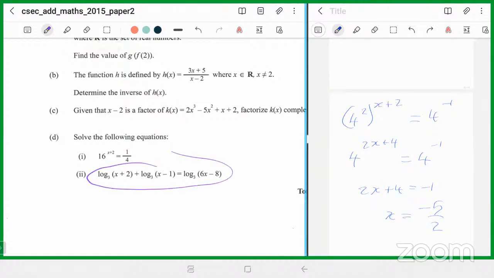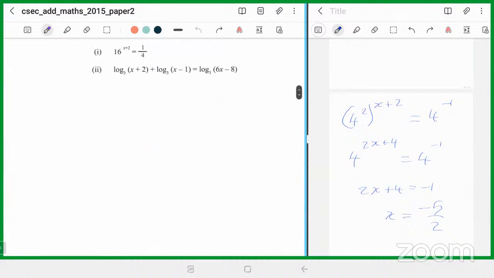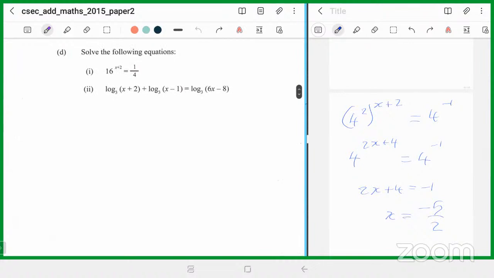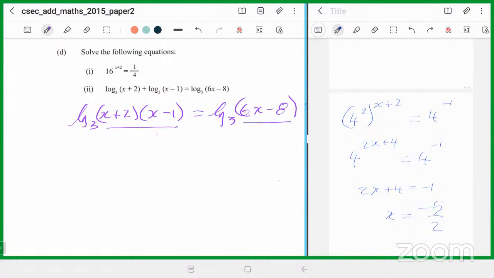We're solving this one here now. For this one, again, we're going to consolidate these two. It's a plus, so it becomes the log of the product. So this side becomes log to base 3 of (x plus 2) times (x minus 1) equals log to base 3 of 6x minus 8. So log of something equals log of something, so those two somethings must be equal. As simple as that. This must be equal to that.